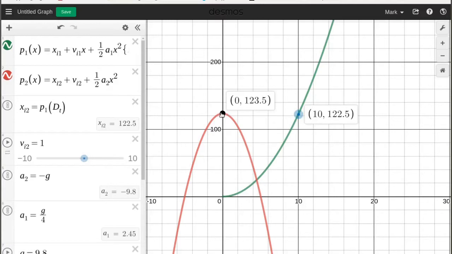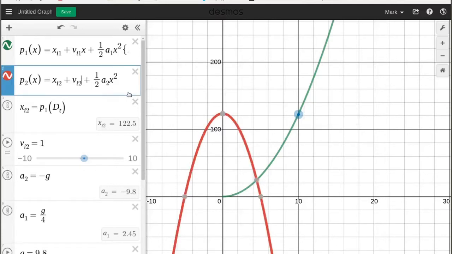Oh, why is it saying 123, not 122? Oh, it's because of that VI equals 1 right there, because I forgot to multiply by an x here in that equation. Oops. Yeah, so initial position plus initial velocity times time plus 1/2 a time squared.